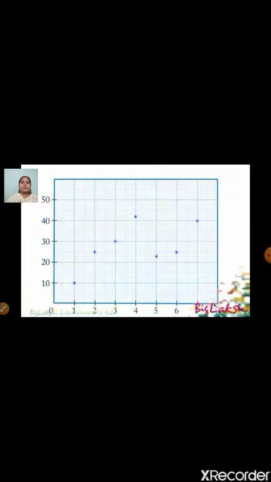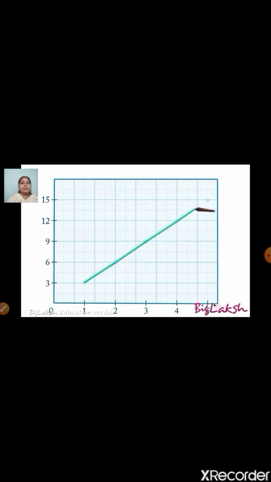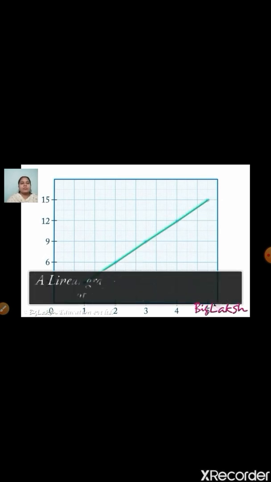Linear graphs. A line graph consists of bits of line segments joined consecutively. However, a linear graph is different from a line graph. A linear graph consists of a line segment joining bits of points in an orderly manner.